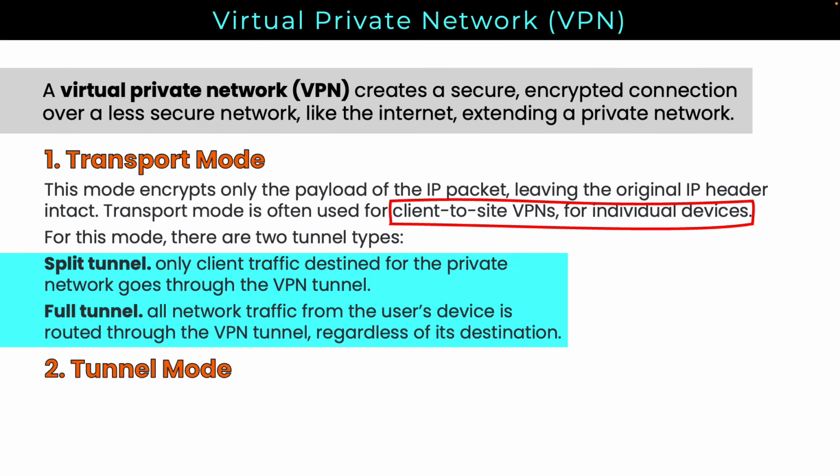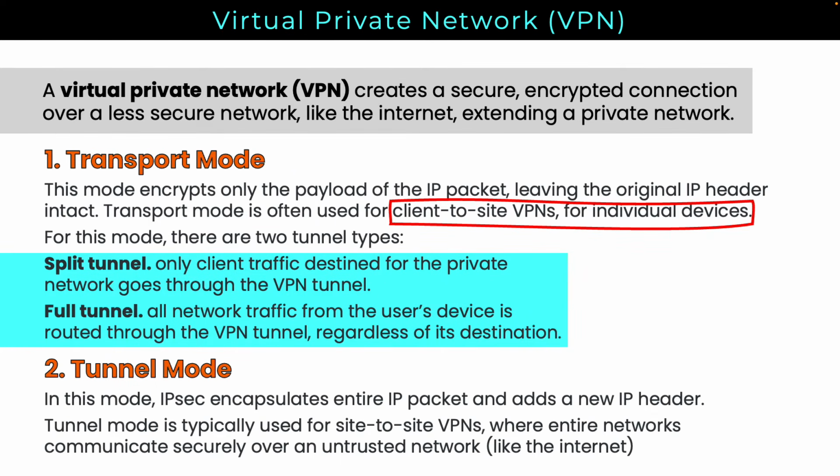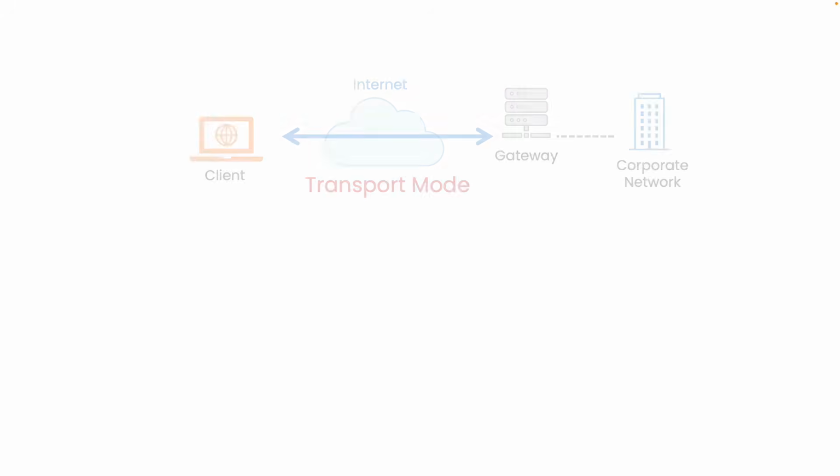And then there's a second mode called tunnel mode. So in this mode, IPsec VPNs would encapsulate the entire IP packet and add a new header. Tunnel mode is typically used for site-to-site VPNs, like we would see in a hybrid cloud, for example, where we're using a VPN concentrator to connect to another VPN endpoint in the public cloud, connecting our corporate data center to an AWS or an Azure, one of those public cloud service providers.